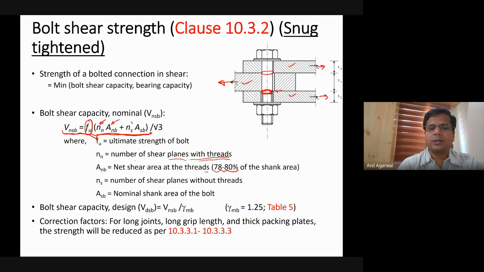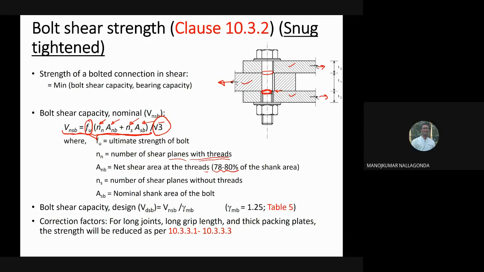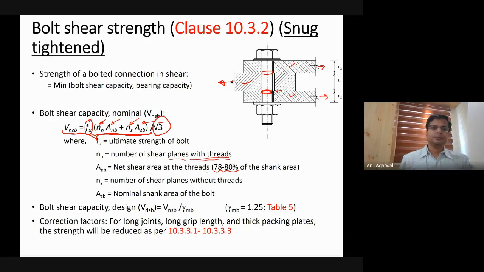Similarly, you take an Ns number of shear planes in the shank where there are no threads, and then the cross-section area of the shank, divided by √3. Why √3? Where does the √3 value come from? Von Mises criteria. Von Mises criteria. Very good. So this will give you the bolt shear capacity.